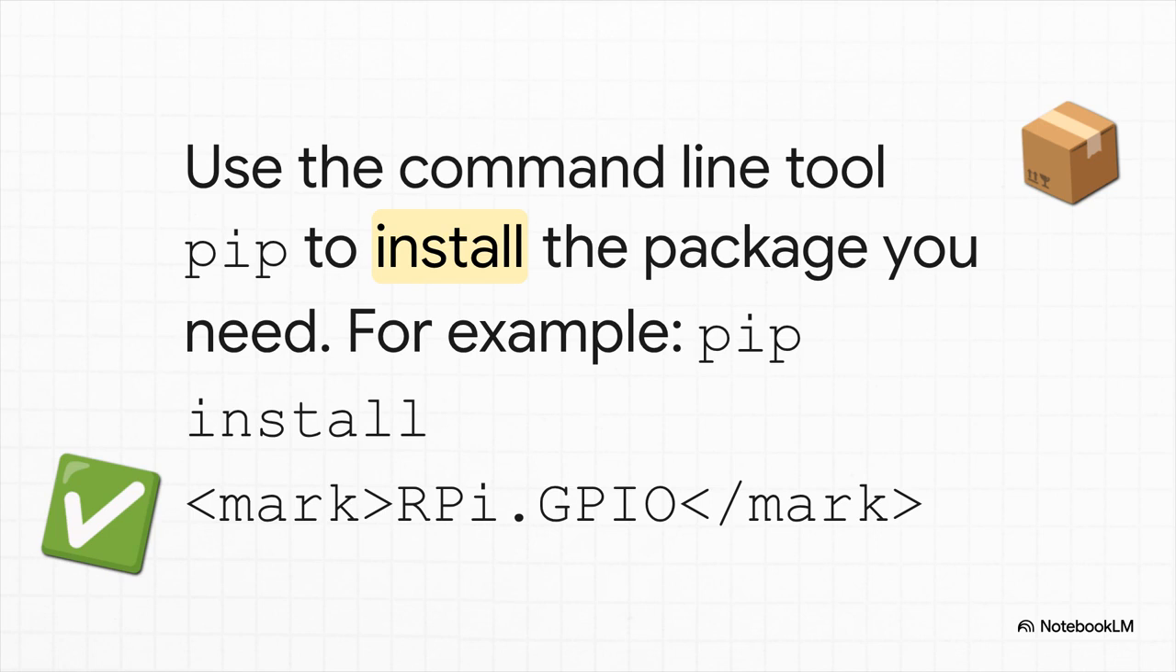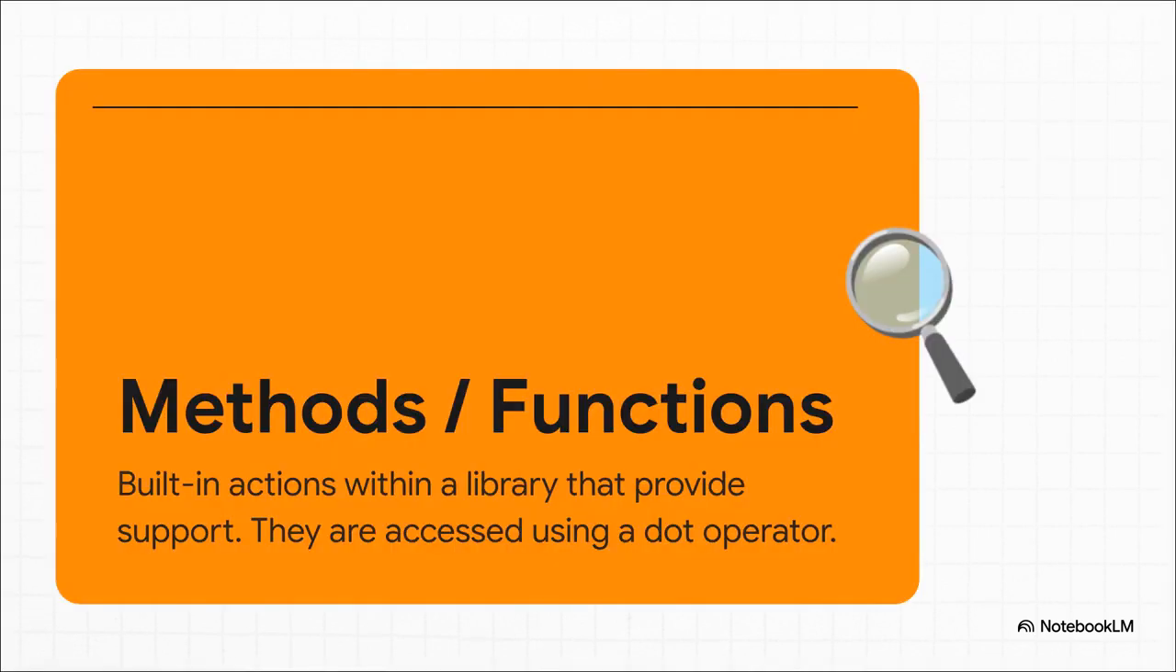You just go to your command line and type pip install rpi.gpio. Pip goes out to the internet, finds that library, downloads it, and plugs it right into your workbench. Now, when you run your program again, the error is gone. It just works.